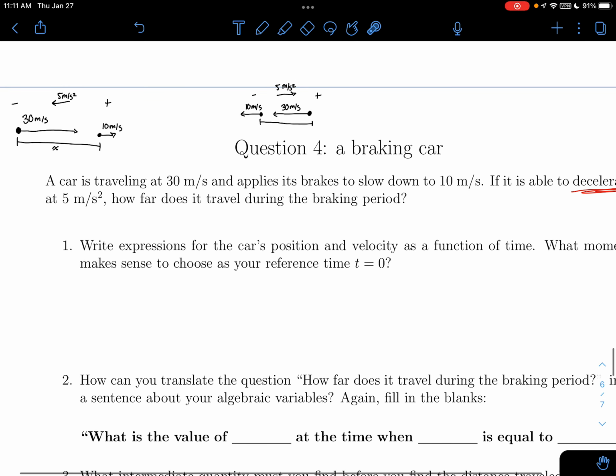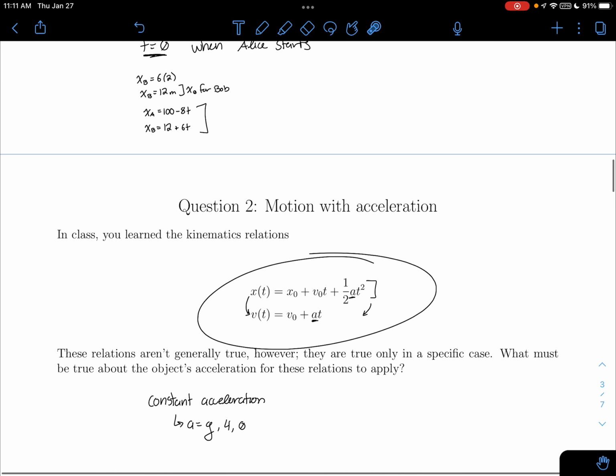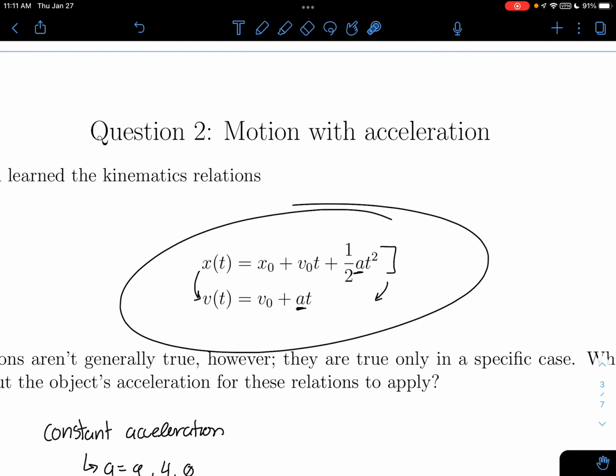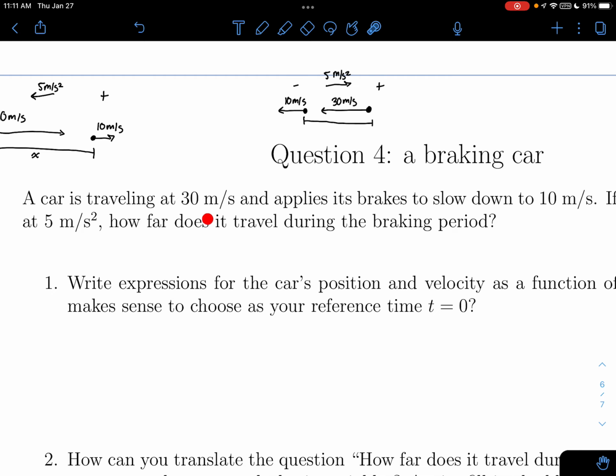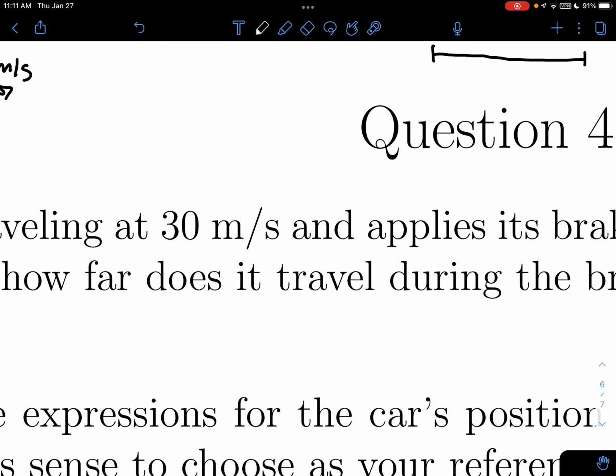So now we have to write expressions for the car's position and velocity as a function of time. What moment makes sense to choose for reference as our time equals zero? If we look back at our equations from up here, these are our equations for velocity and position as a function of time. We said we can only use these when there's a constant acceleration. While the car is traveling at a constant 30 meters per second before it starts braking, our velocity isn't changing. So during this time, our acceleration equals 0 meters per second squared.